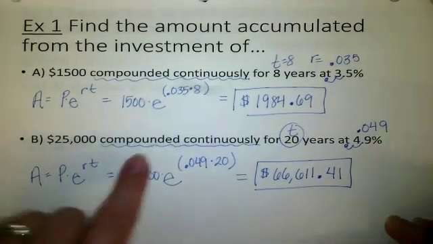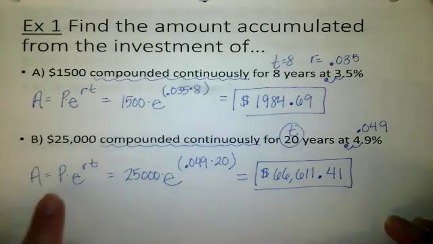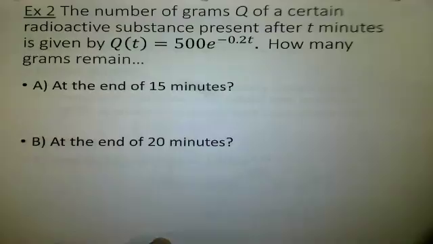Good, right? Compounding continuously uses PERT. That's a lot of money, right? Oh my God. Dream. All right. Last one here. Example 2.